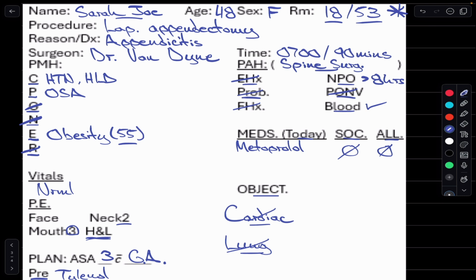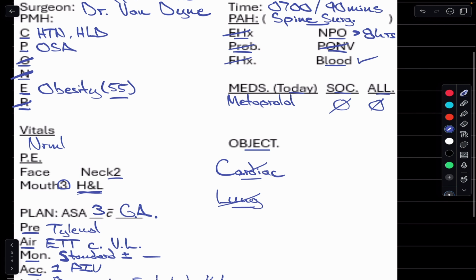I didn't see any anesthetic problems in her electronic history. She didn't report any previous problems. She has no family history of problems with anesthesia. She's been NPO for at least 8 hours. She hasn't had any problems with post-op nausea or vomiting. She's okay with receiving blood if she needs it. She took her metoprolol today. She doesn't drink, smoke, or use any drugs. We have no concerns for allergies.